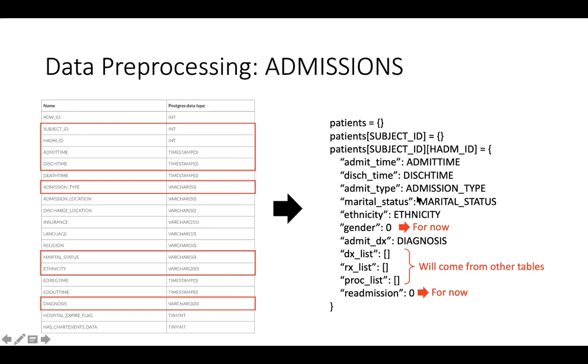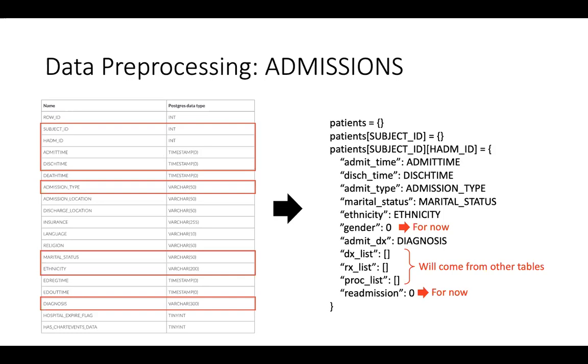Ethnicity is the same, marital status is the same, but for gender, hopefully we can agree that there are 2 genders. If you want to use more genders, you could use 1, 2, 3, or a vectorized categorical form. But at least in MIMIC-3, there are only 2 genders, so 0 or 1, male or female. We're going to use a binary code, 0 or 1, to represent the gender. And of course, readmission is also binary information. You are readmitted or not.